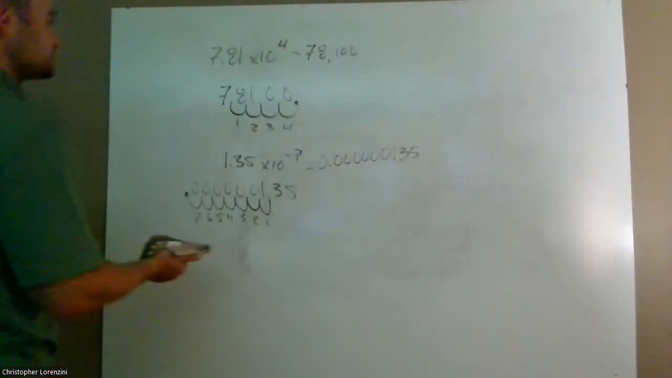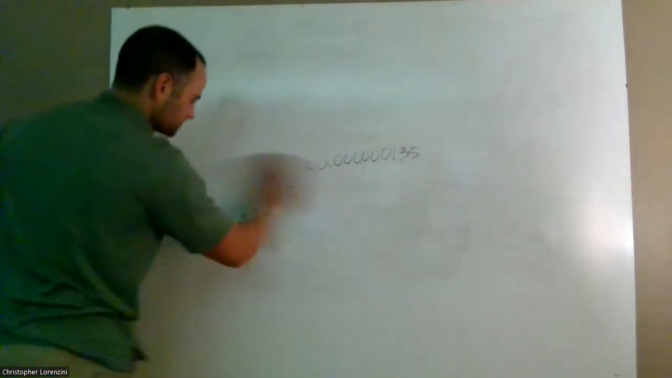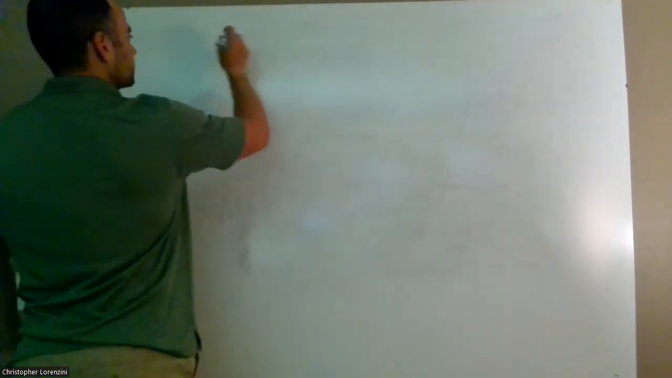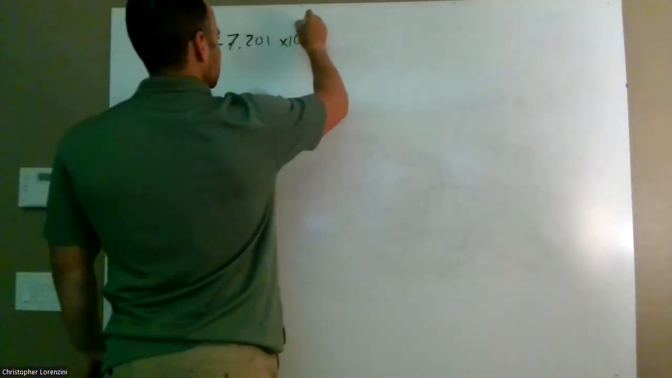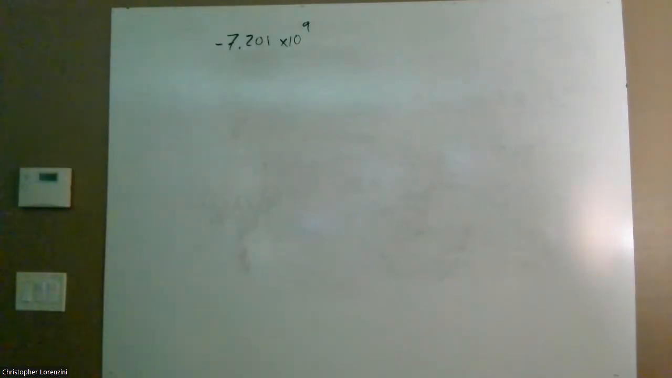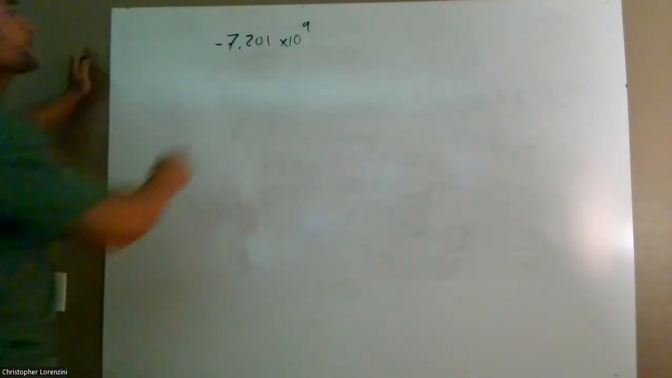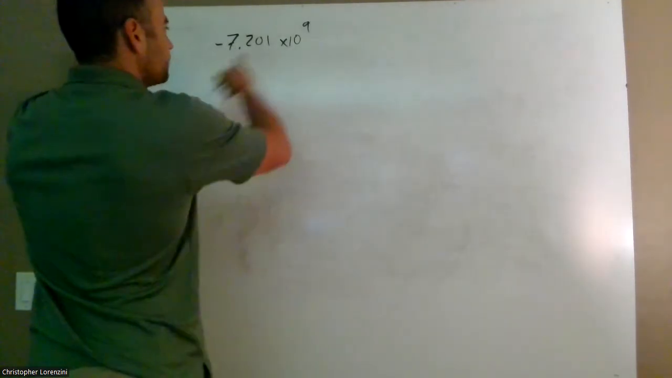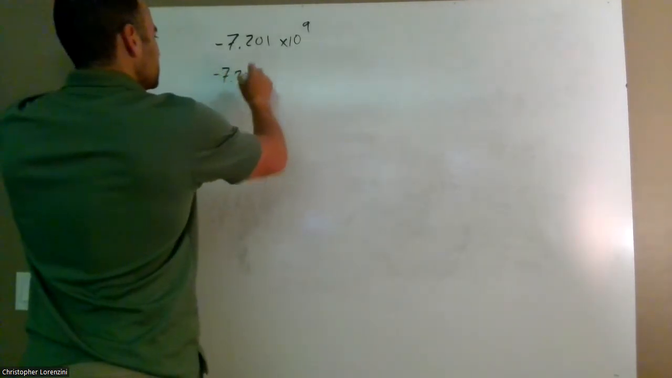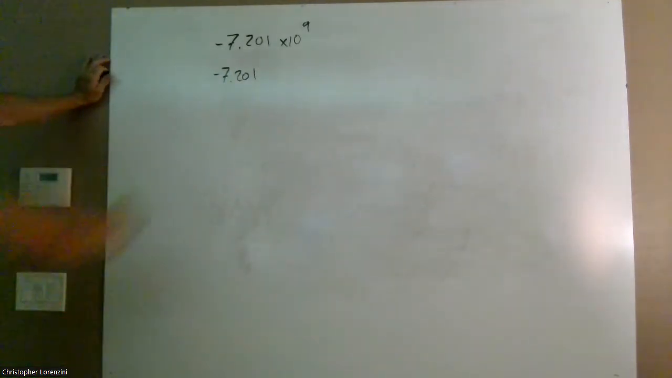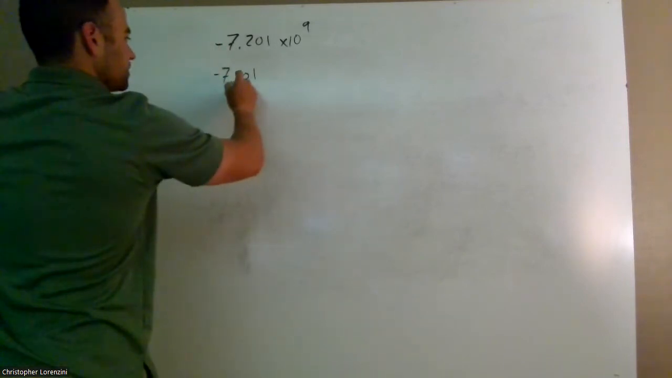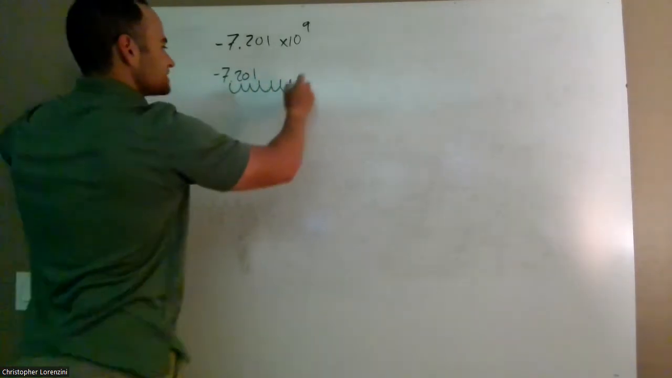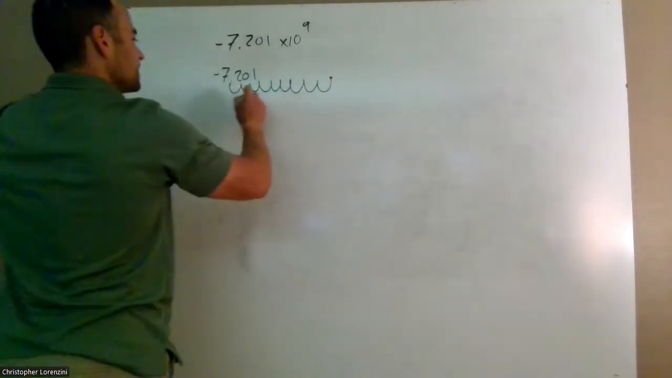So let's do a couple more examples of these just to make sure we understand exactly what we're doing, and we'll write them out in different ways. So let's take a negative number here. Negative 7.201 times 10 to the 9th. All right. Negative numbers are just numbers that are negative. We don't worry about that. So when I go about trying to solve this right here, I'm going to take my number here, negative 7.201, and I'm going to move it to the right 9 positions right here. 1, 2, 3, 4, 5, 6, 7, 8, 9. That's where that's going to go.